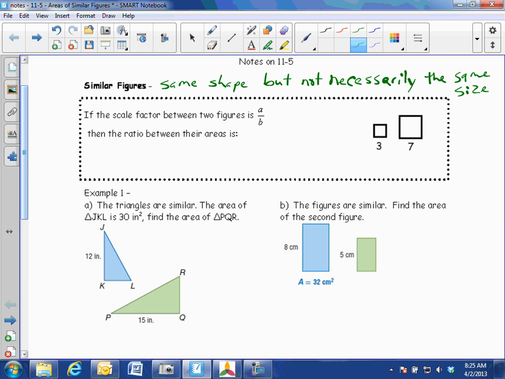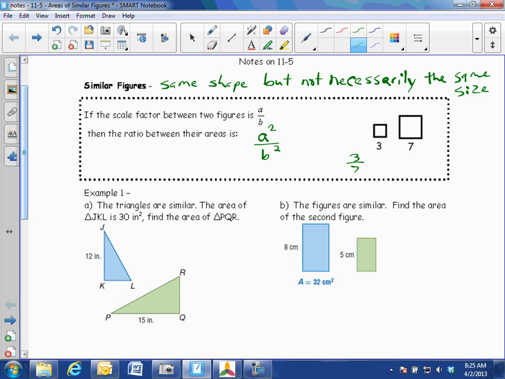Same idea here, only if we have a scale factor of two figures, A to B, I know the ratio between their areas is going to be A squared to B squared. Here's what this means. I have two squares over here, a 3 and a 7. So if I set up a scale factor, it would be 3 to 7.